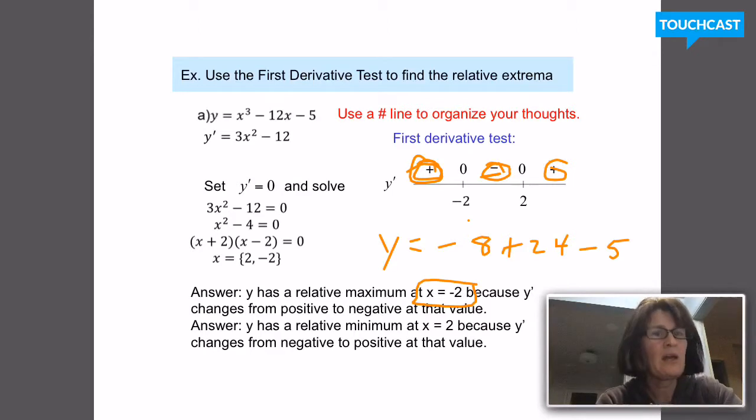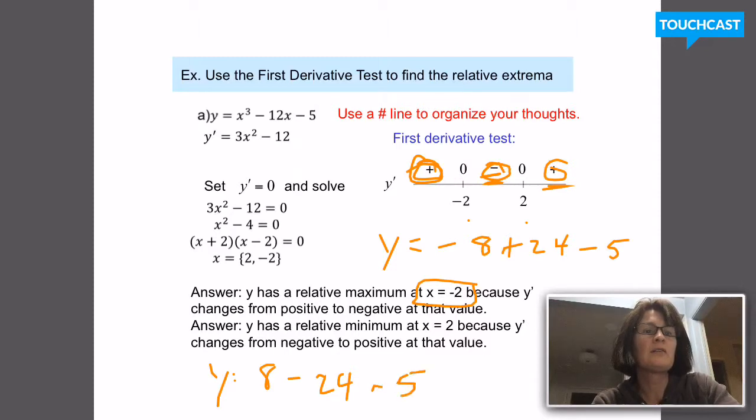Again, similarly, y is going to have a relative minimum at x equals +2, because at x equals +2, y prime changes from negative to positive. So a relative minimum at x equals 2, to actually find that value, I'm going to have to plug in 2 for x. That's going to be 8 minus 24 minus 5. That's 8 minus 29. Is that -21? So I would say y has a relative minimum of -21 at x equals 2, because y prime changes from negative to positive at x equals 2.